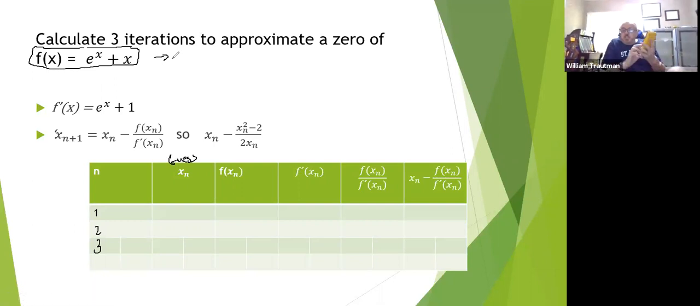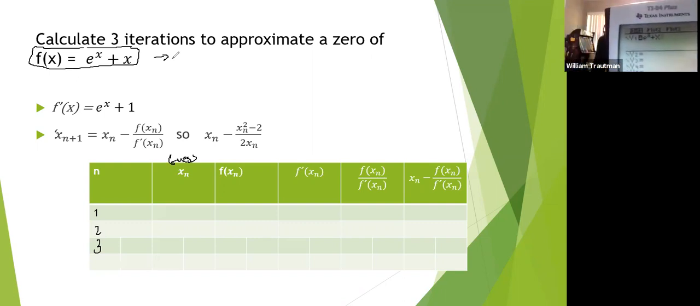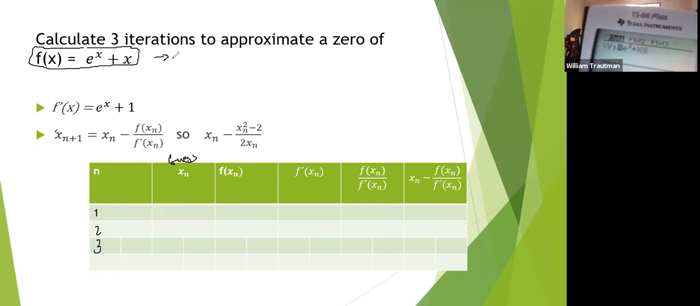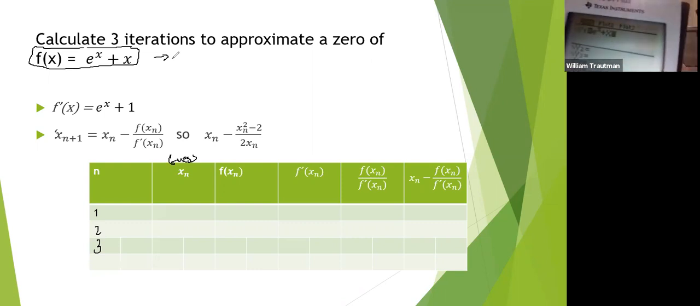Let's put that function in our calculator. Y equals e raised to the x power plus x. So I just put it in our calculator, y equals e to the x power plus x. And make sure the plus x comes down. It's not in the exponent area.